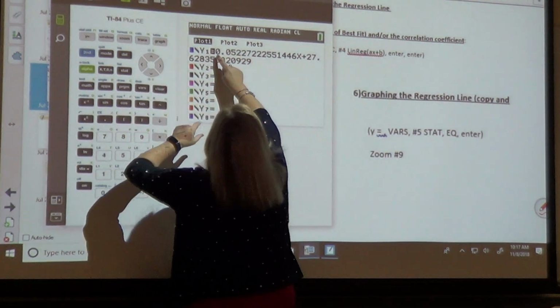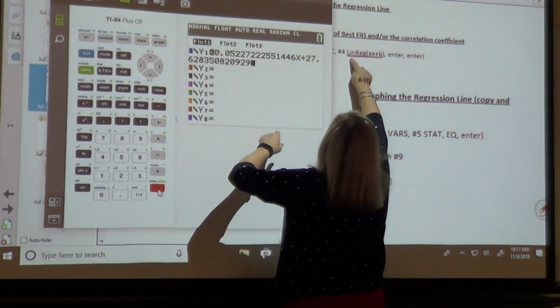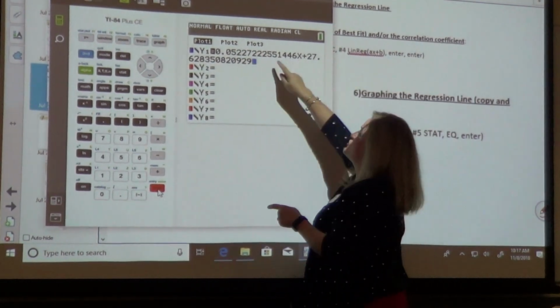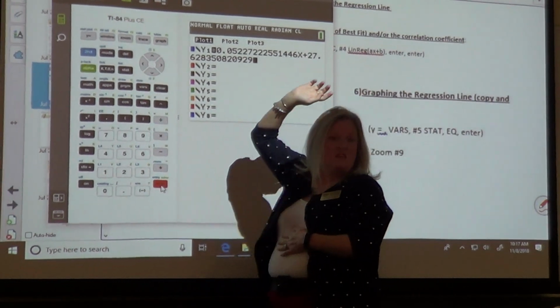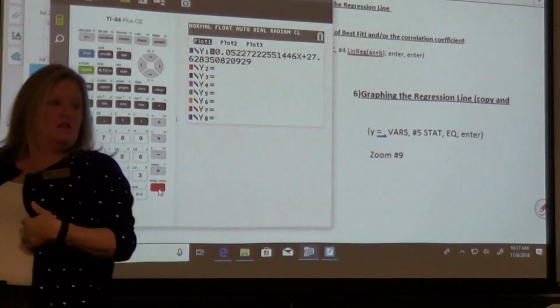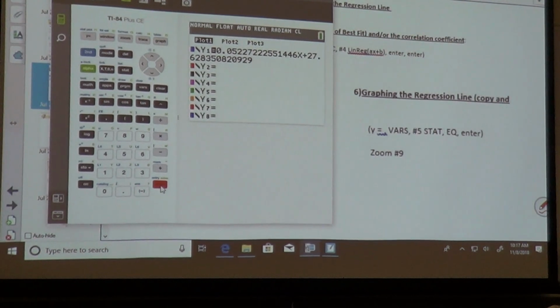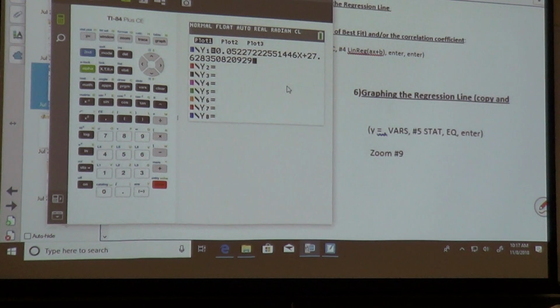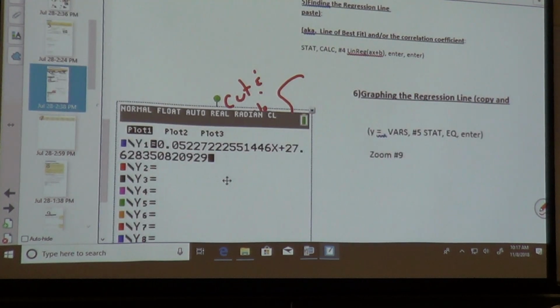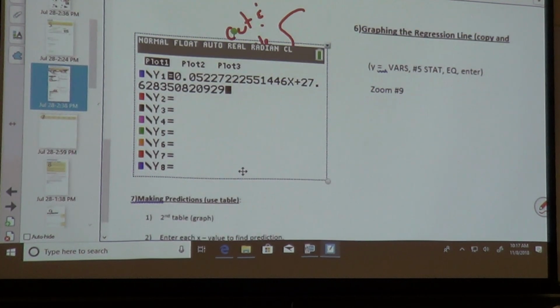So yours probably just says blah, blah, blah. But if you scroll over, you can see the X plus the 27. Y'all with me? Mine says 83508. We go. Scroll over. Mine ain't scrolling. Hit the over button. To the right, to the right.